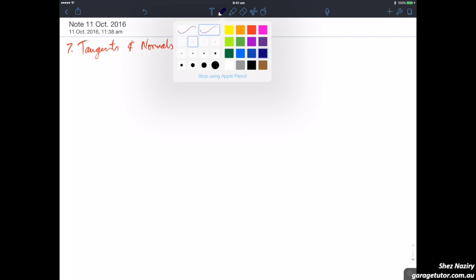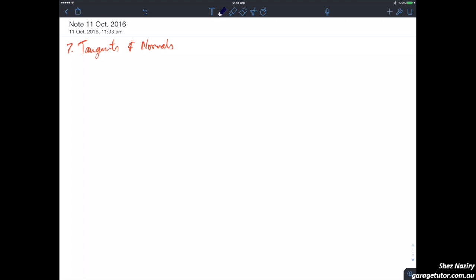Okay, so basically tangents and normals. We're going to start with the tangent itself, and then I can explain what a normal is. But a tangent is a line that just touches any type of graph or shape. In our case, we're going to be dealing with graphs. So a tangent is a line. Now, keyword there is line.